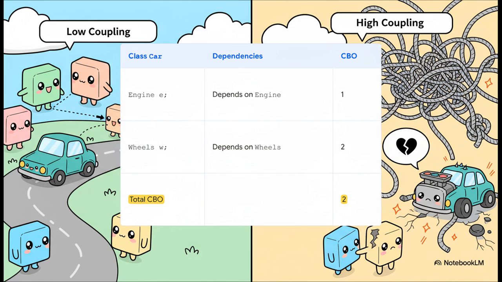So why does this even matter? Well, think about it. If the Engine class changes, our Car class is probably going to break. High coupling creates this really fragile domino effect all across your code base. The goal is always low coupling.